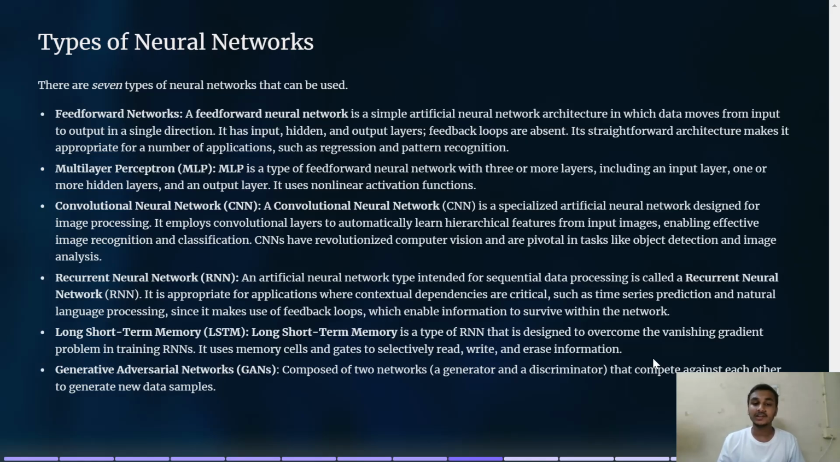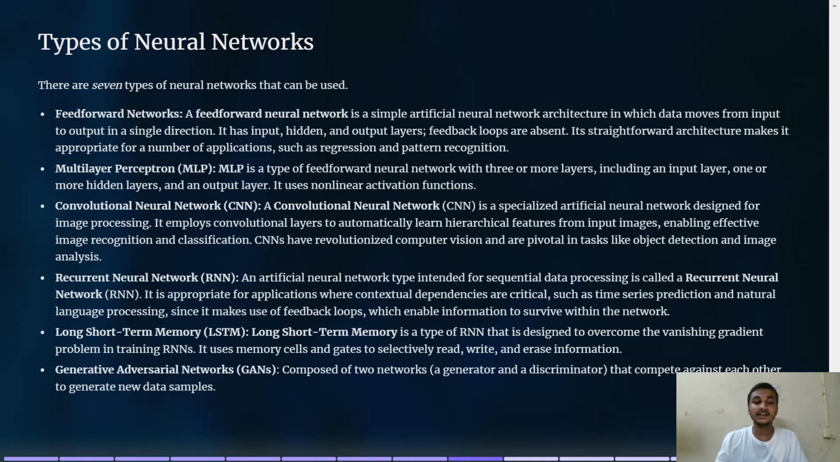It employs convolutional layers to automatically learn hierarchical features from input images, enabling effective image recognition and classification. CNNs have revolutionized computer vision and are pivotal in tasks like object detection and image analysis.